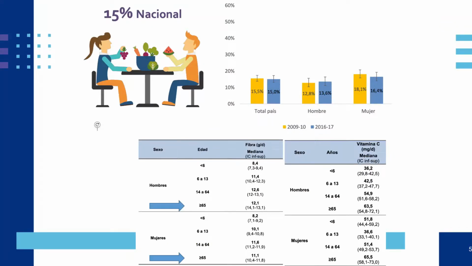And the other problem we have: we know that fruits and vegetables have a lot of health benefits, but according to our survey, only 15.1% of people over 65 years in Chile consume at least 5 servings of fruits and vegetables per day. We know this low intake of fruit and vegetables is associated with low consumption of fiber and vitamin C in older adults. And also, we have another problem here in Chile, the high prevalence of obesity and overweight in older adults.